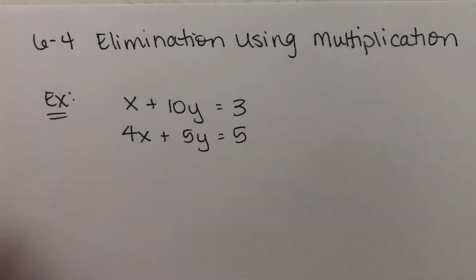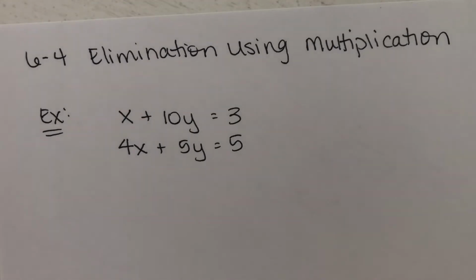All right, this is lesson 6-4, solving systems of equations by elimination when we have to use multiplication with it. If you'll recall in the last video, 6-3, we used elimination by adding or subtracting two equations together, and in that process, one of the variables gets eliminated, gets canceled out. And then we can solve for the other variable, and then use substitution to go back and solve for the one we had canceled out originally.